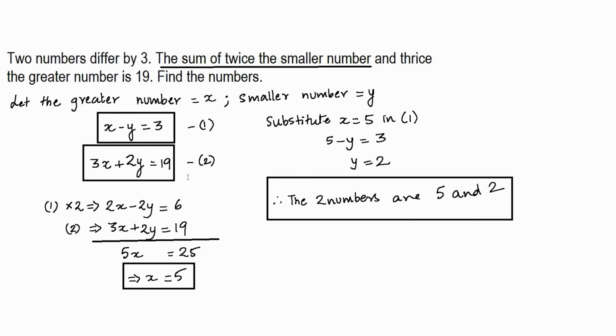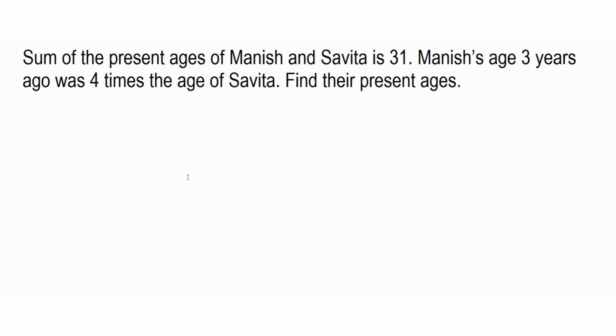Okay, moving on. The sum of present ages of Manish and Savita is 31. Manish's age 3 years ago was 4 times the age of Savita. Find their present ages. So what I'm going to do here is create a nice table and plot all my variables in that table and then use the parameters from that table to solve this question. So let me construct the table first.